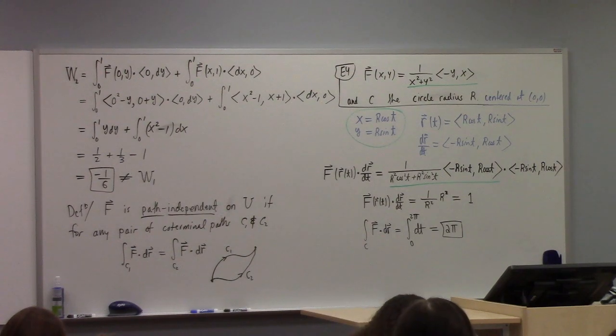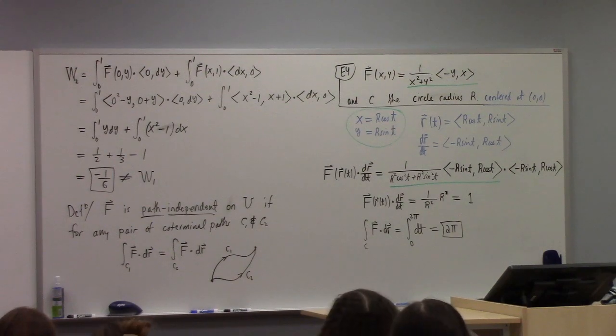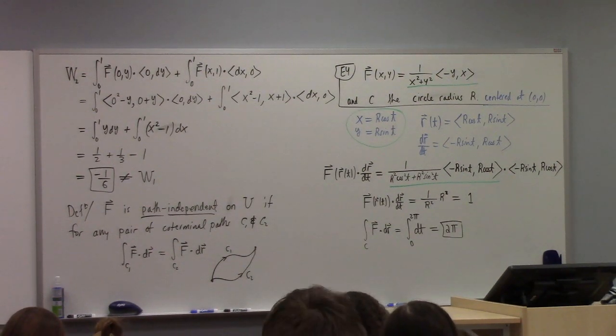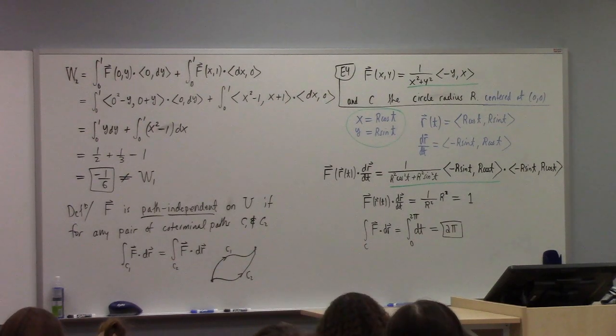A vector field F is conservative on U, all right, if there exists a potential function, I'm going to tell you what it is. It's a potential energy function, and I'll use phi for it here, such that.